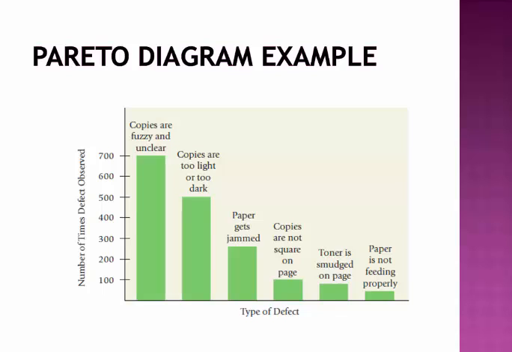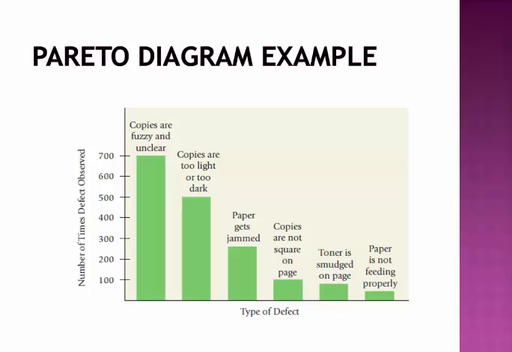Copies are too light or too dark, maybe we need to deal with that one next. Paper gets jammed, folks really don't like those either. Maybe we take care of this one first and this one second, and then this one third, and then this one fourth. Again, maybe we need to put these into some type of order and deal with them.